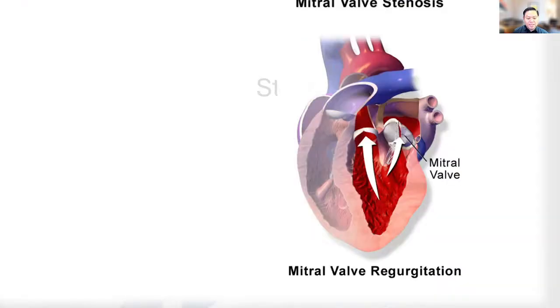So we'll take a look into this picture. So with the mitral valve regurgitation, during the systole, it will push the blood from the left ventricle into the aorta or into the systemic circulation. However, when this systole happens, it can also cause the backflow of the blood into the what? Into the left atrium, okay?